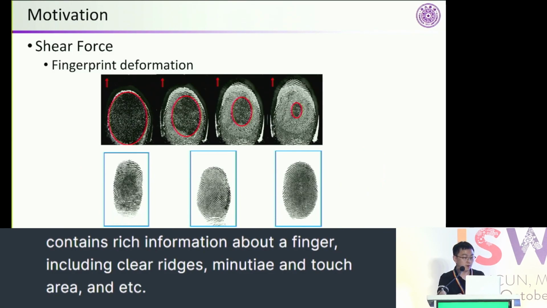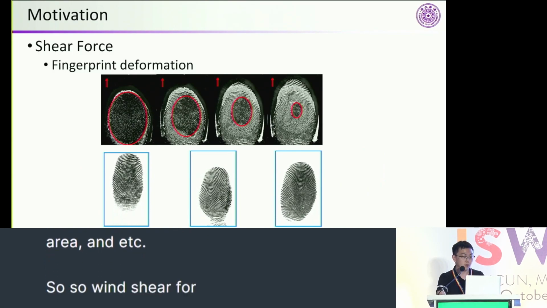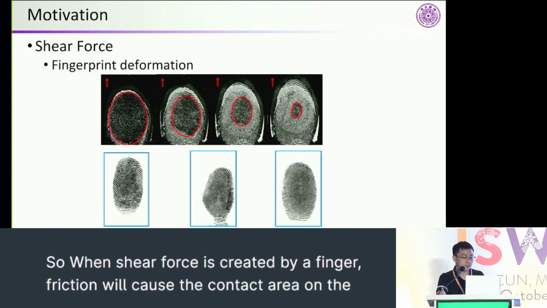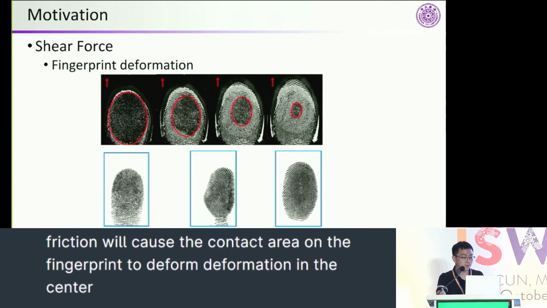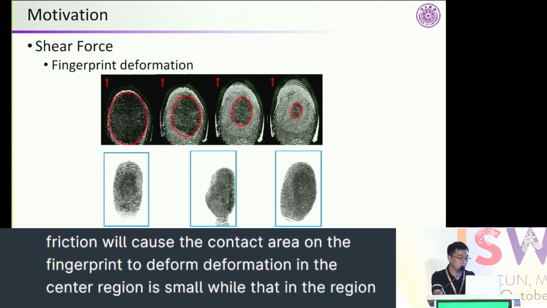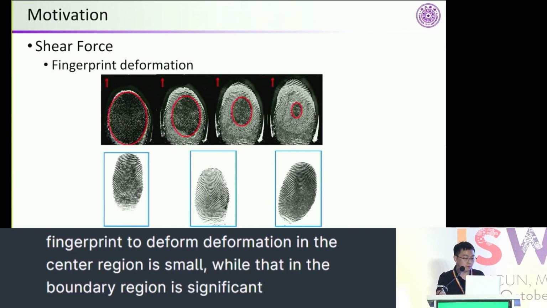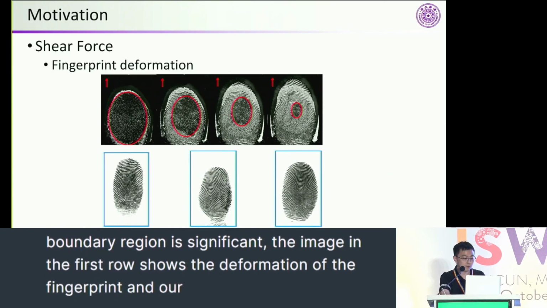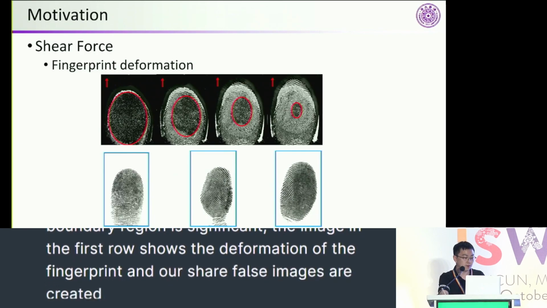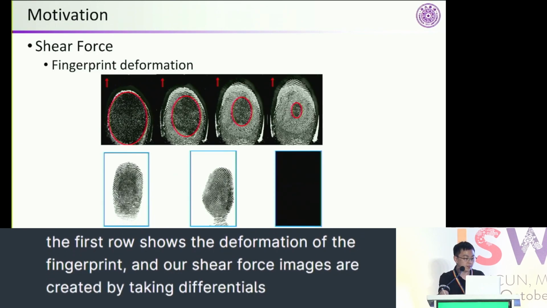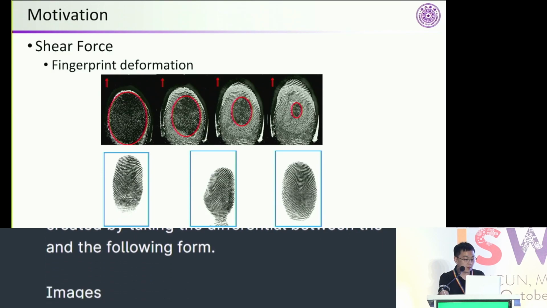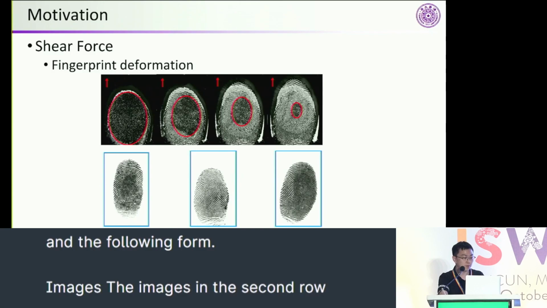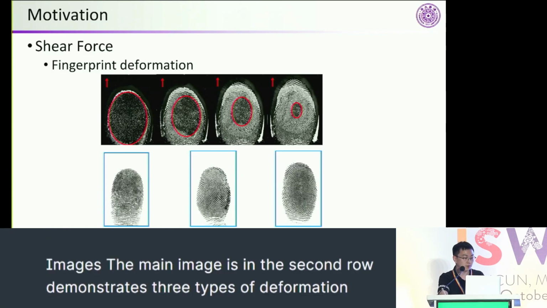When a shear force is created by a finger, friction will cause the contacting area of the fingerprint to deform. Deformation in the center region is small, while that in the boundary region is significant. The images in the first row show the deformation of the fingerprint under shear force. Images are created by taking differentials between the first image and the following frames. The images in the second row demonstrate three types of deformation: lateral, longitudinal, and rotational.